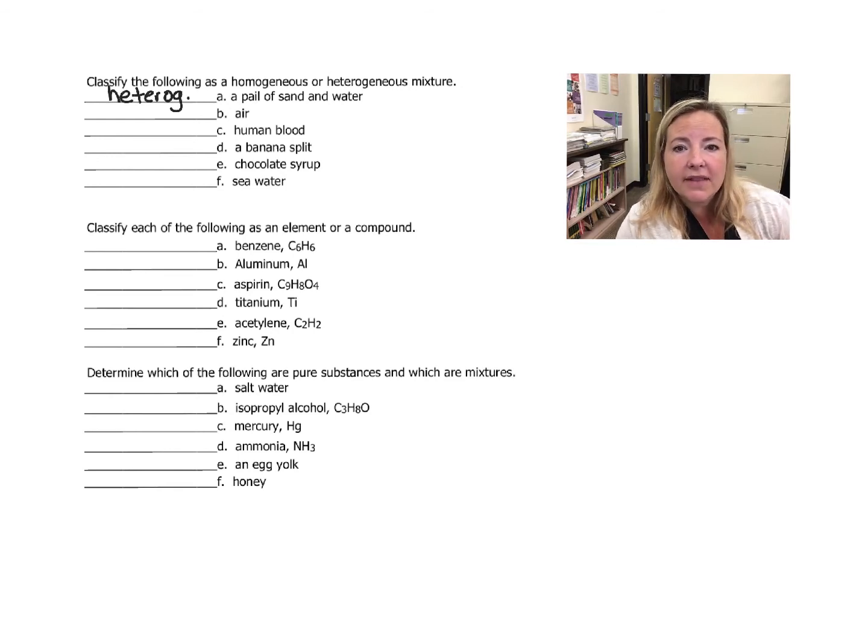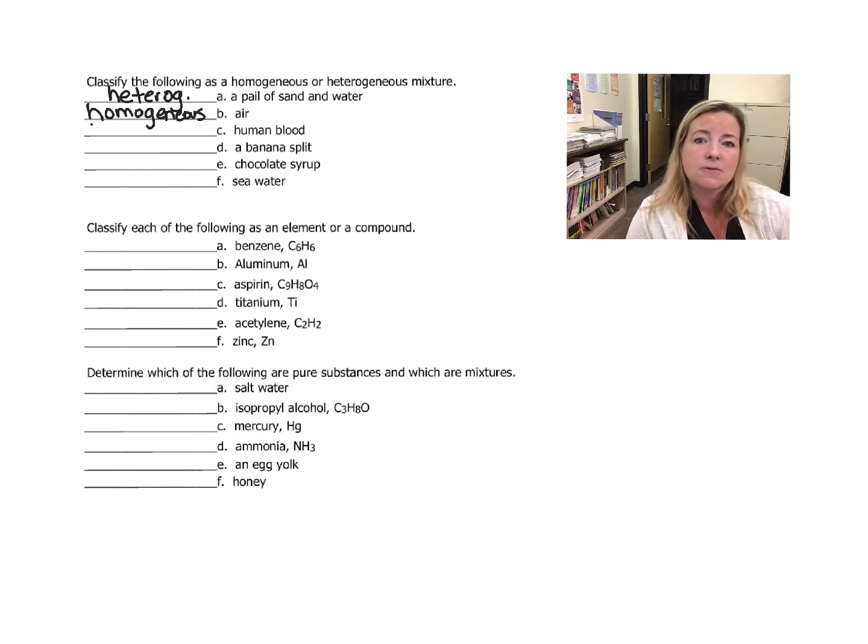Letter B, when we look at the air, we can't see all the different things in the air. There's more than just oxygen. There's oxygen, there's nitrogen, there's carbon dioxide. We can't see all of those different things, so we would call it a homogeneous mixture. Human blood, kind of the same thing. When you bleed, we don't see all the different parts. You've got red blood cells, white blood cells, platelets.